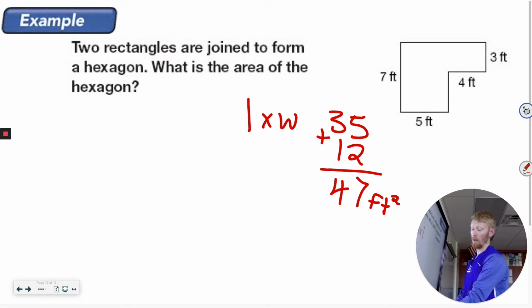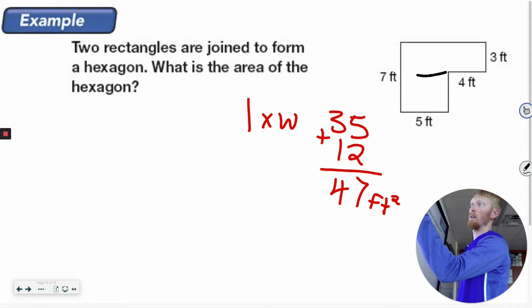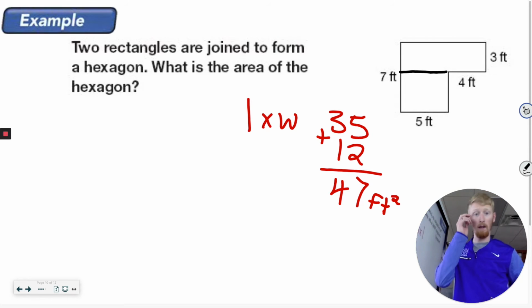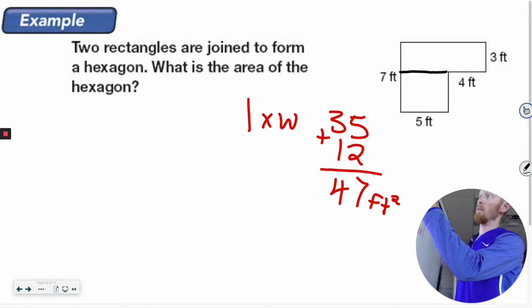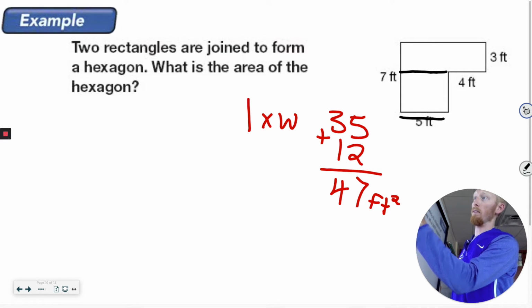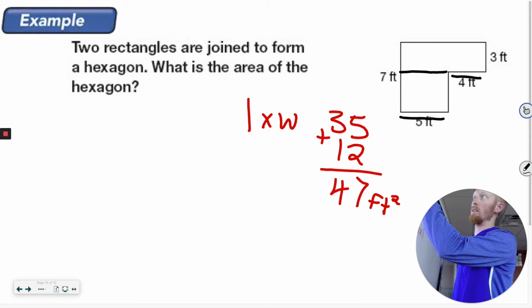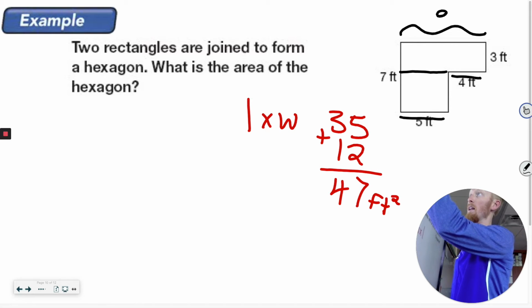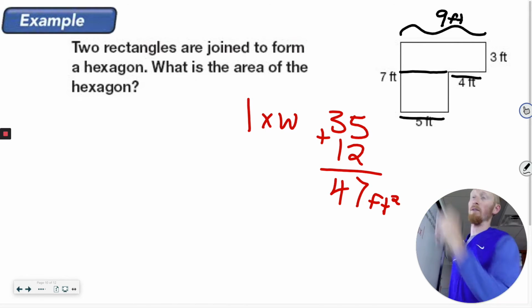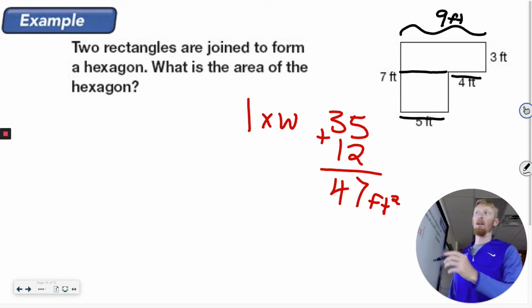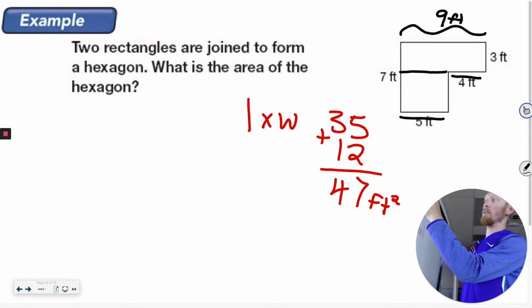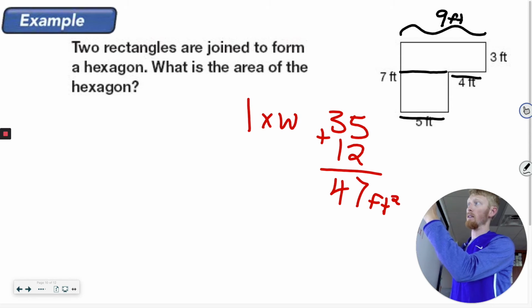Instead of splitting it up the way I did, maybe you split it up by drawing a line right here. And that's totally fine. Then you have two shapes that you need to find the area of. So you know that this here is 5 and this is 4, which means this one would have to be 9 feet because 5 plus 4 is 9.